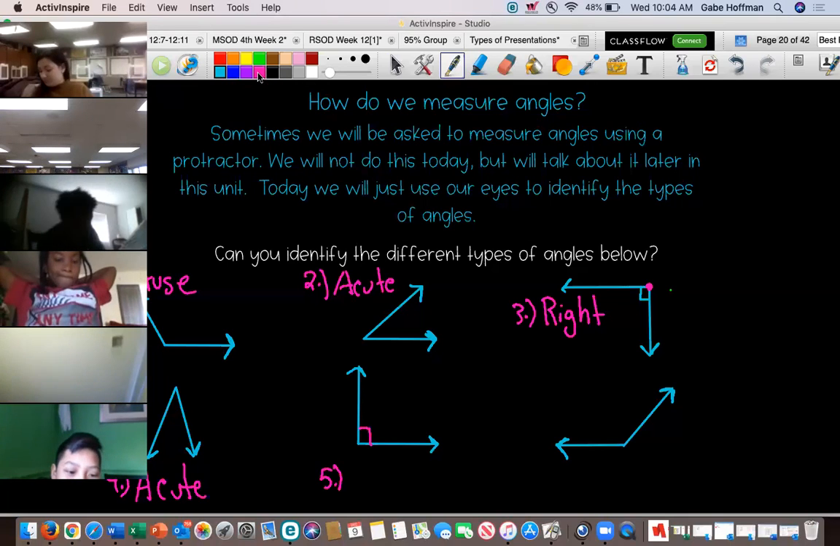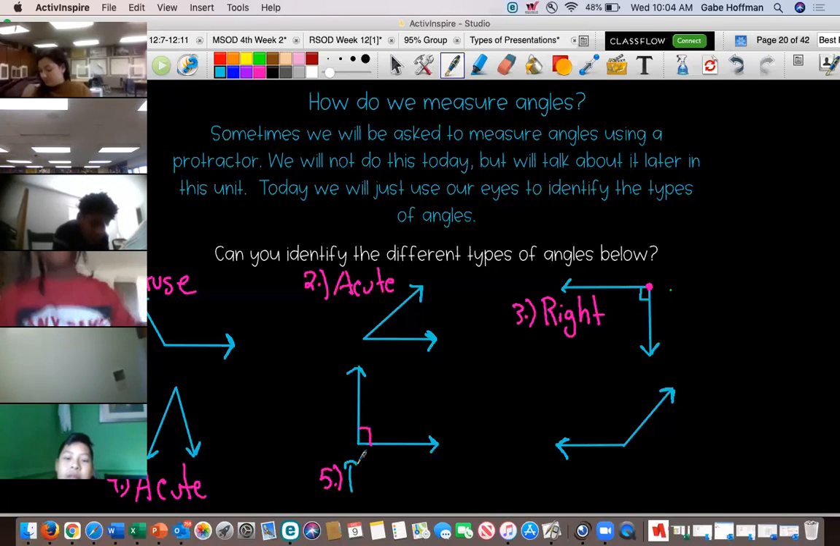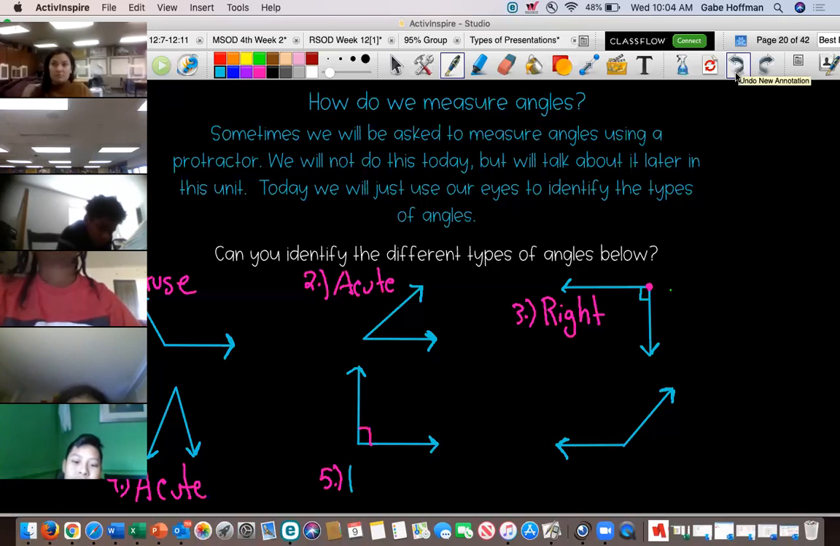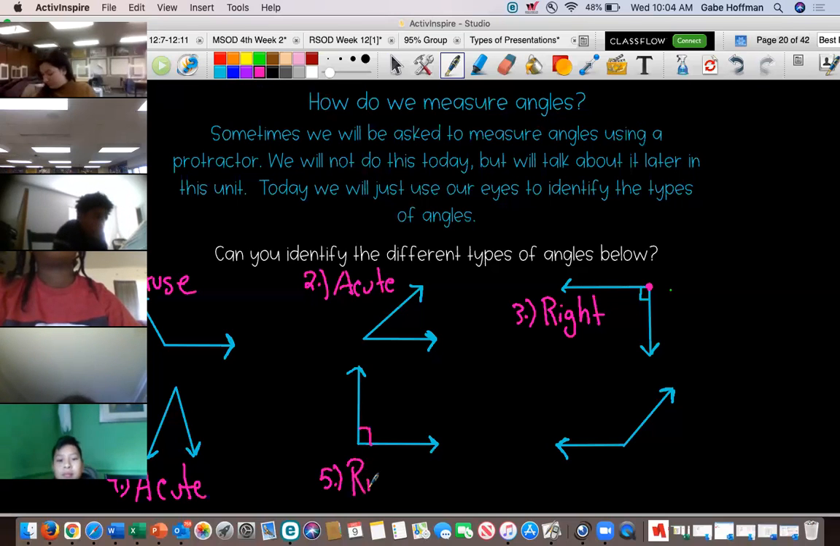Right angle. Right angle, and it's a right angle because it's got that little square. A seal, what kind of angle is number five? Right angle. And what is the clue that that's a right angle? That it has a square there. Yep, it has this little square to mark a right angle.